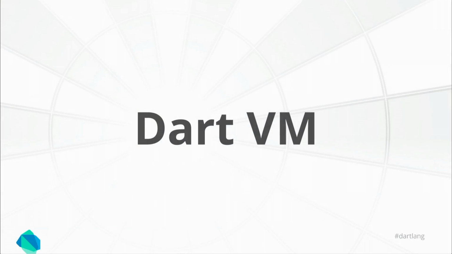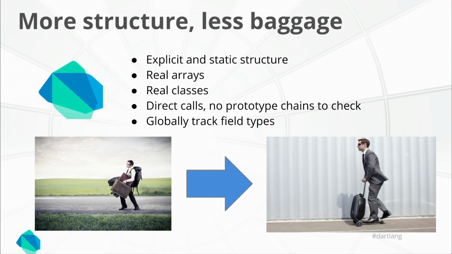Let's talk about the performance of the Dart VM. OK, so if you saw Lars and Casper's talk, they went into great detail about why the VM is faster. But real quickly, Dart has more explicit, static, and declarative structure. This allows the VM to be braver and make smarter optimizations, and it allows the VM to be simpler. We have real arrays and real classes. You can invoke a method without having to crawl the prototype chain to see if the method has changed at all. So these things allow the VM to be much faster already.